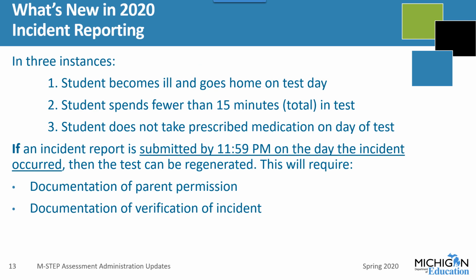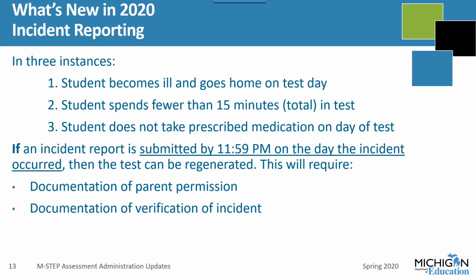Also updated, based on research and feedback from the field, there are going to be 3 new instances where, if it's reported on the day that it happens, we will be able to regenerate tests in situations where we have not previously offered this option. First, if a student becomes ill and goes home on test day. This is for those situations where a student sits to complete an entire test, then you find out or figure out later that the student was ill enough to have to go home sick on that day.